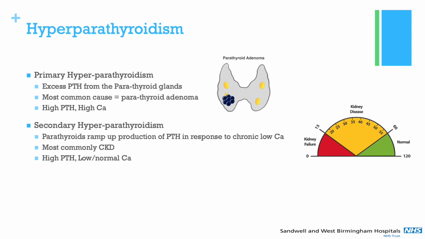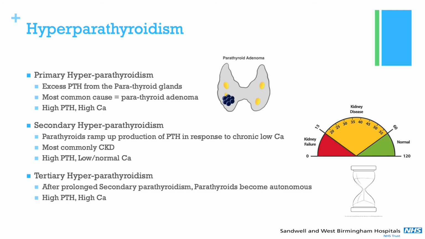Now with time, secondary hyperparathyroidism will change to tertiary hyperparathyroidism. That's when the patient's physiology has been stuck in this secondary hyperparathyroidism setting for so long that the parathyroid glands become basically autonomous and stop listening to signals. So even if the calcium level gets to the normal level, they don't stop. They remain in that ramped up production setting, and actually it goes the other way. So you end up with a high calcium level rather than the normal calcium level we saw within the secondary hyperparathyroidism setting.